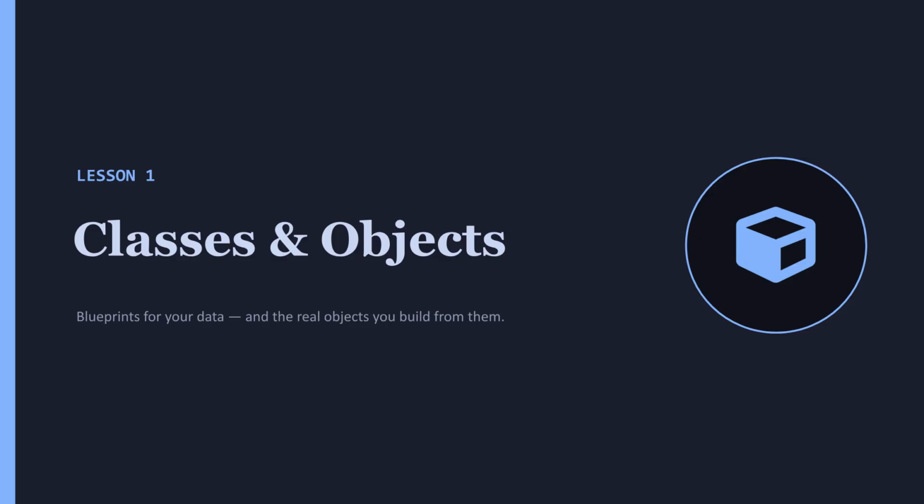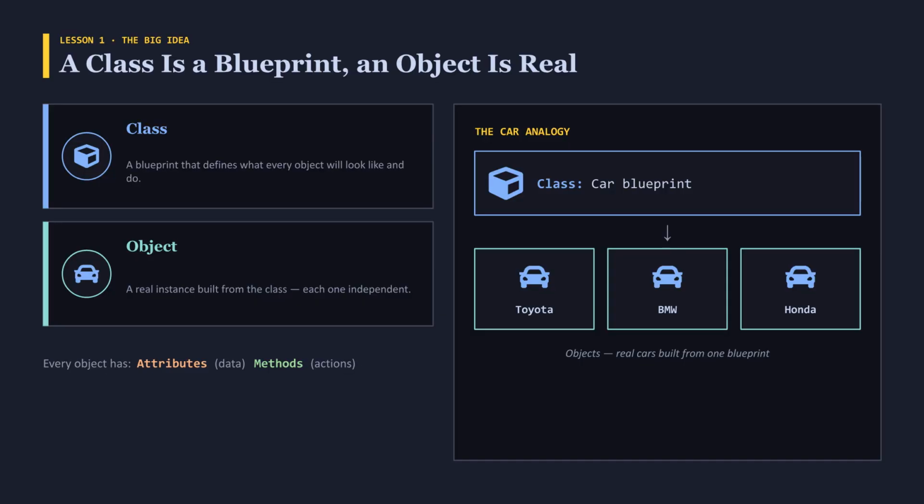A class is a blueprint, and an object is a concrete instance built from it. This mental model is the core of everything we will build. Think of a class as an architectural blueprint. An object is the actual, independent realization of that blueprint. Every object carries data in attributes and performs actions using methods.